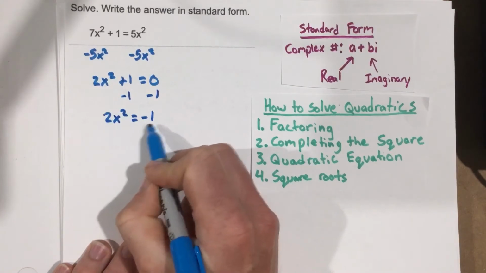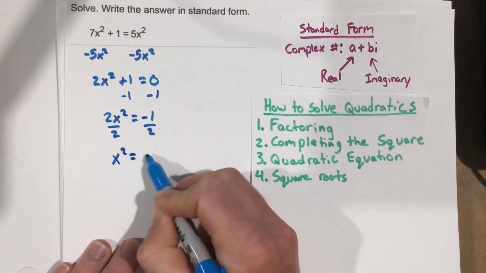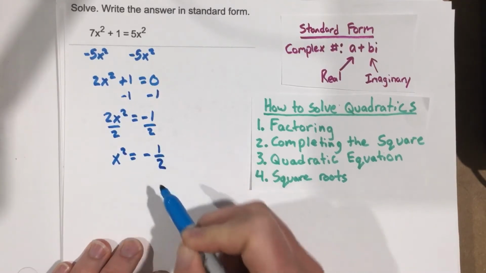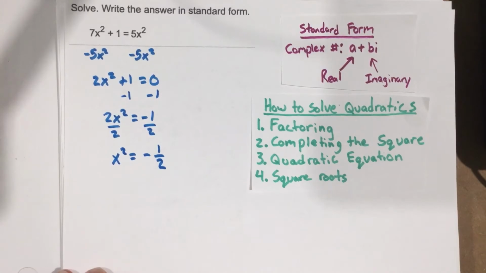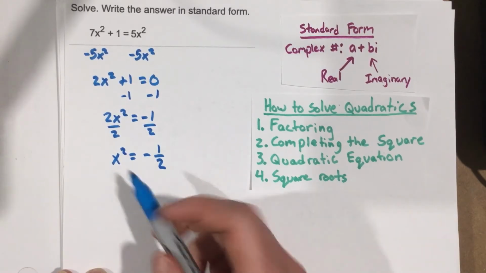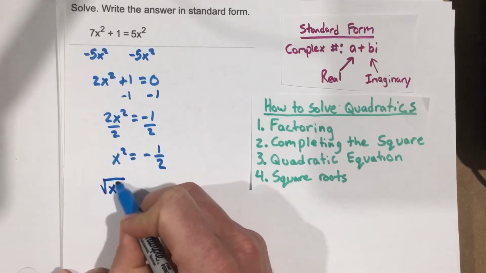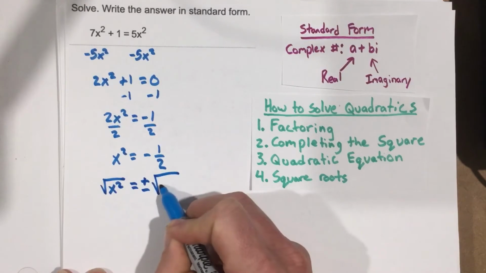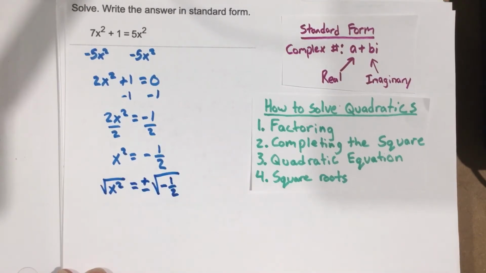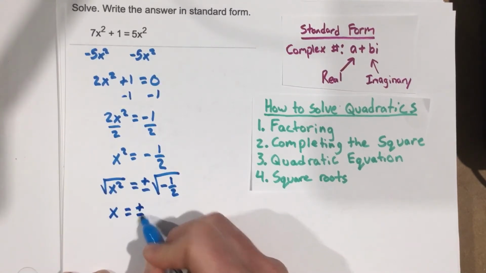Now we'll divide by 2 on each side. x squared equals negative 1/2. And you can see right here, this is why we get a complex number for the answers, because we're going to take the square root of each side. So square root of x squared is going to equal the plus and minus square root of negative 1/2. So this is going to give you x equals plus and minus.